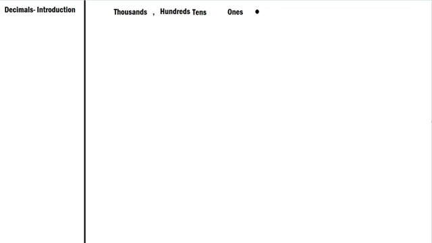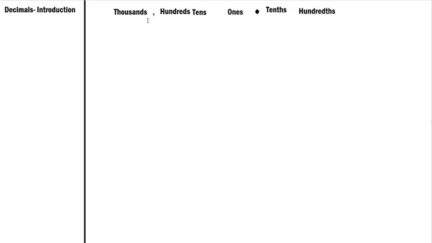To the right of the ones place, we have what's called our tenths place. And to the right of that, we have the hundredths place. I know some are up and some are down. They should all be on the same level, but those are our place values.